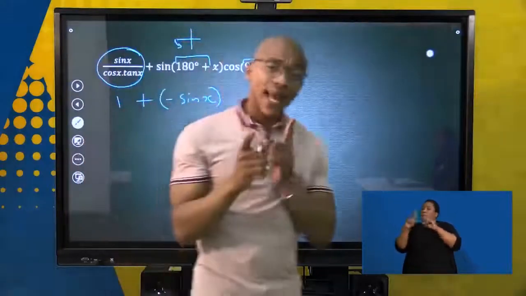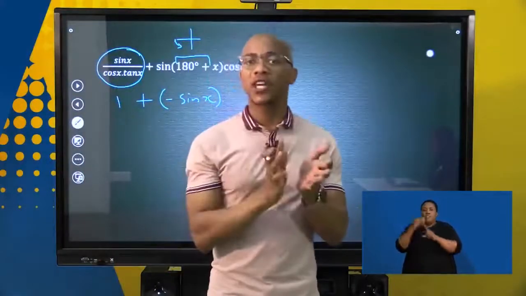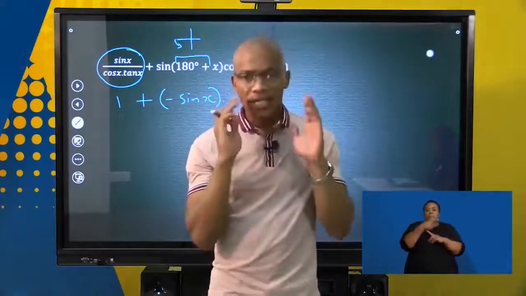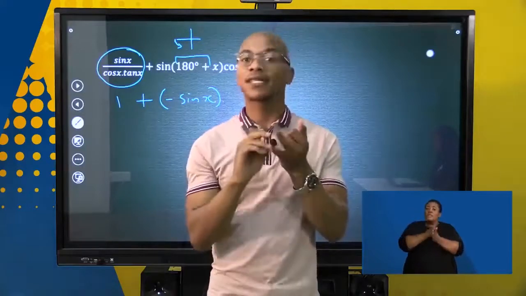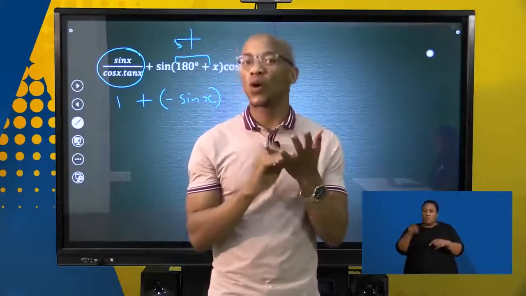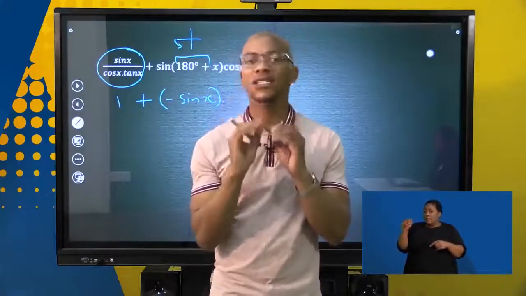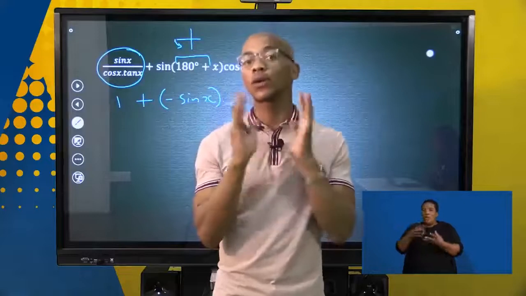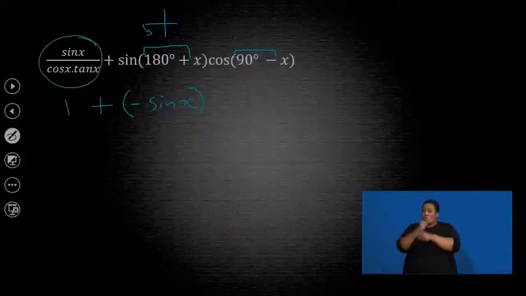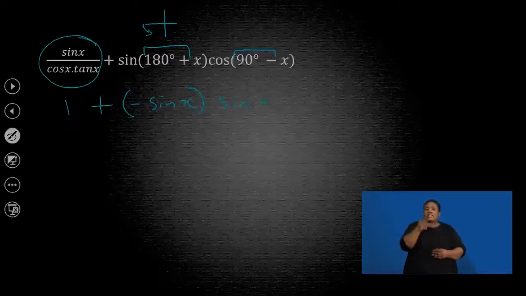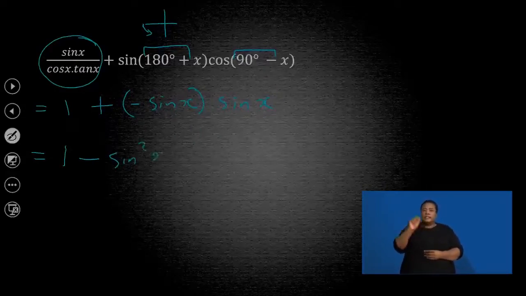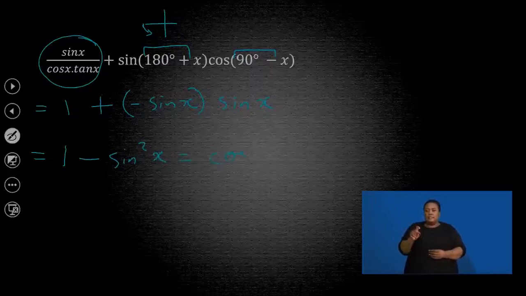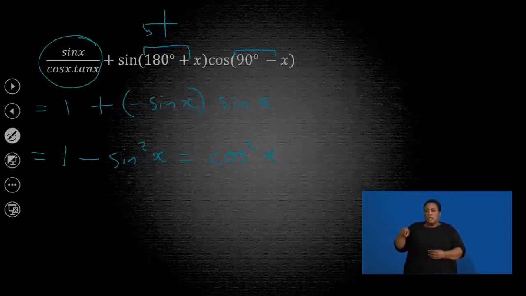But because of the 90 plus or minus, the ratio will change to its co-function. So let's just remind ourselves. The co-function of sine is cos, the co-function of cos is sine, and the co-function of tan is cot. But we hardly give you the co-function of tan because we don't do cot when we get to grade 12. So this will actually be sine of x. And therefore, this will then be equal to 1 minus sine squared x. And this becomes cos squared x as our answer.